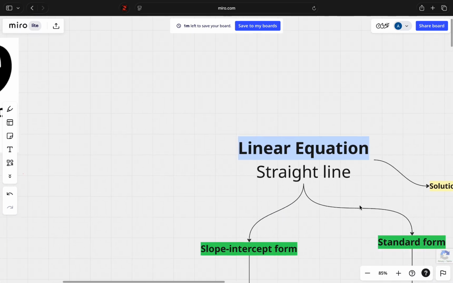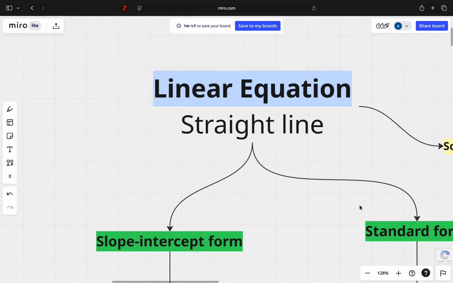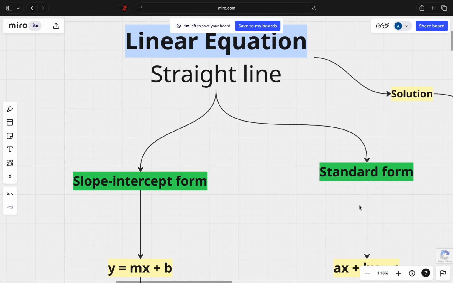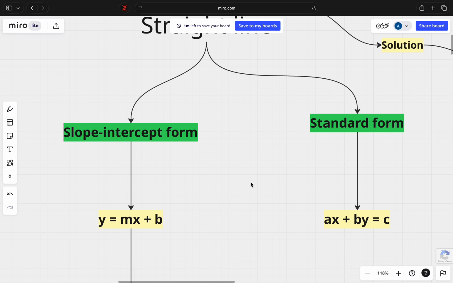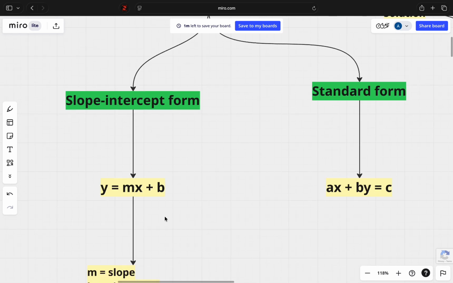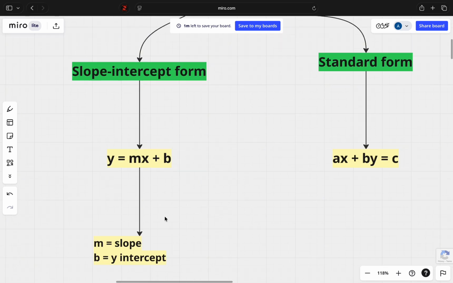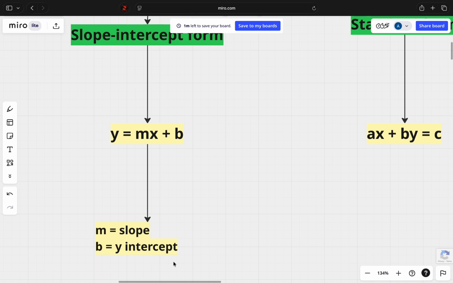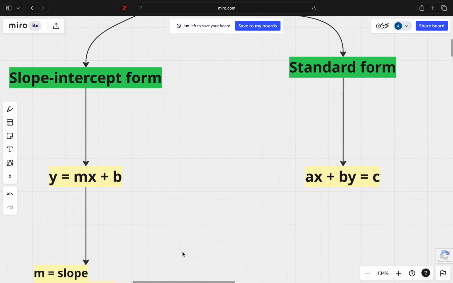So linear equations are basically straight lines. There are two ways you can write these straight lines as equations. You have the slope-intercept form and you have the standard form. You write the slope-intercept form like this: y equals mx plus b, where m represents the slope and b represents the y-intercept. In the standard form, you have ax plus by equals c.